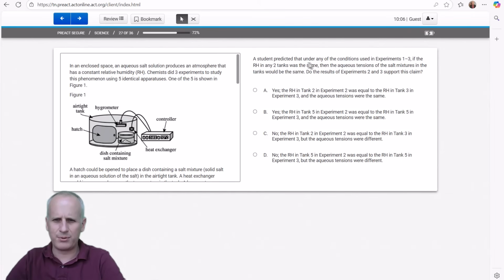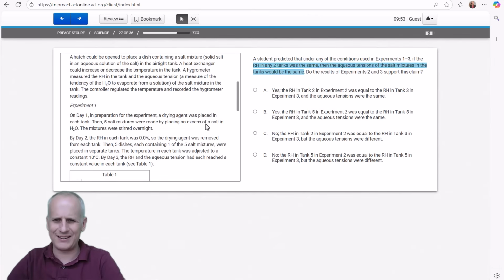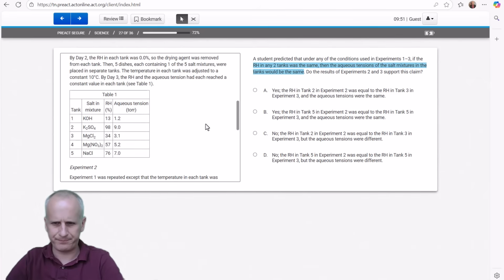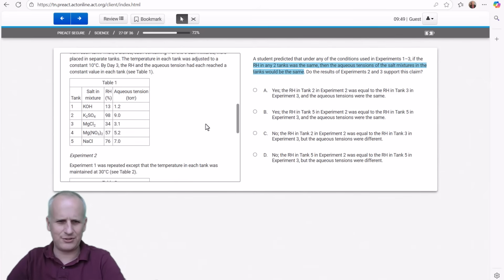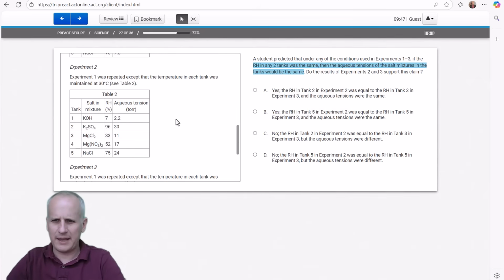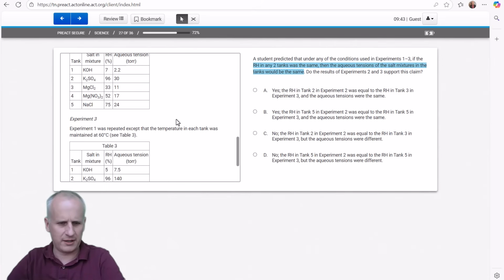Here we've got a student who predicted that under any of the conditions used in experiments 1 through 3, if the RH in any 2 tanks was the same, then the aqueous tensions of the salt mixtures in the tanks should be the same as well. We're going to look at experiments 2 and 3 only, and we've got to show that the RH is the same for 2 different salts. So it's not the same for KOH, but it is the same for K2SO4.